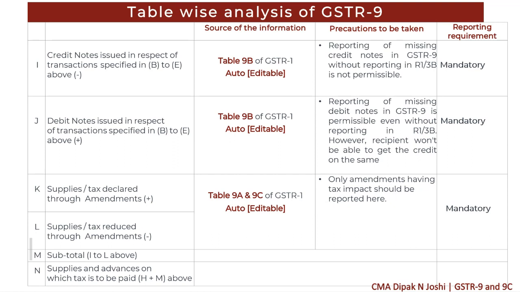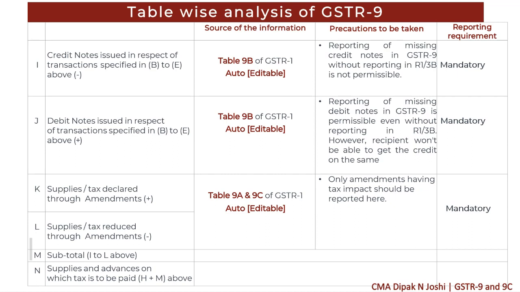Now, in case of debit note, the scenario is totally different. In case of debit note, tax is payable. So the instruction to GSTR 9 says that you can report undeclared liability, but you cannot reduce the undeclared liability, and that is why you can report an undeclared debit note in GSTR 9 directly, but you cannot report an undeclared credit note in GSTR 9.